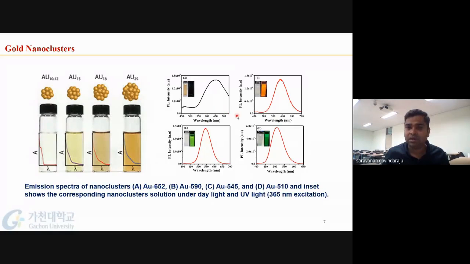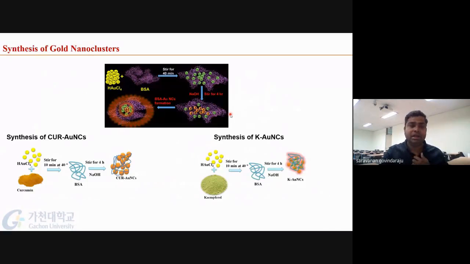A gold nanocluster may have a green fluorescence, a red fluorescence or a blue fluorescence. So which one did we synthesize in my laboratory? It is a BSA-based gold nanocluster. That BSA-based gold nanocluster has a dark red fluorescence property.